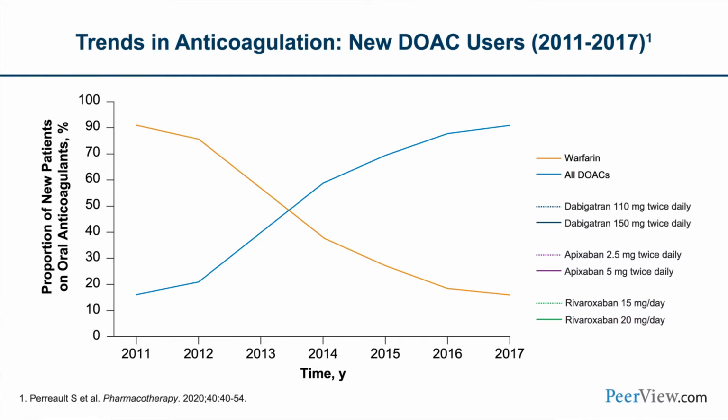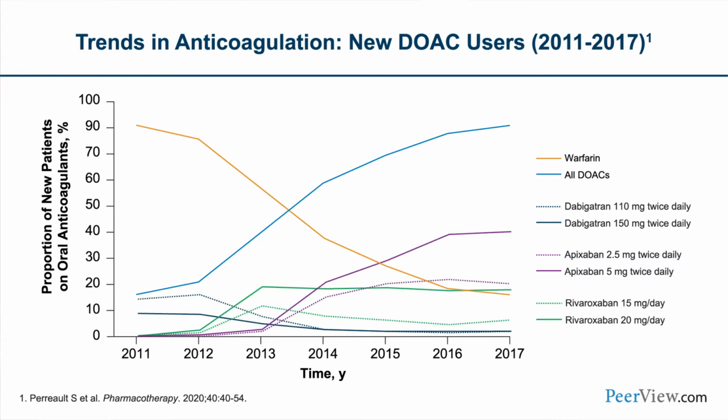as there is a small group of patients who are going to continue to require the use of warfarin for prevention of thromboembolism, such as patients who have mechanical heart valves. But in general, the vast majority of patients who are started on new anticoagulants, as indicated by this slide, are started on one of the direct oral anticoagulants when it's indicated.